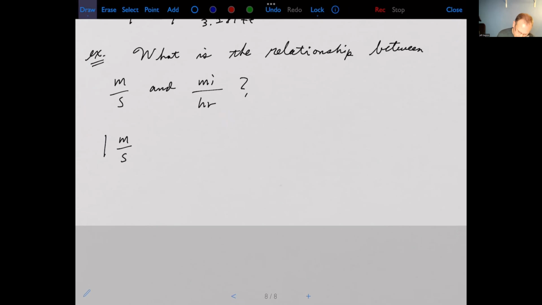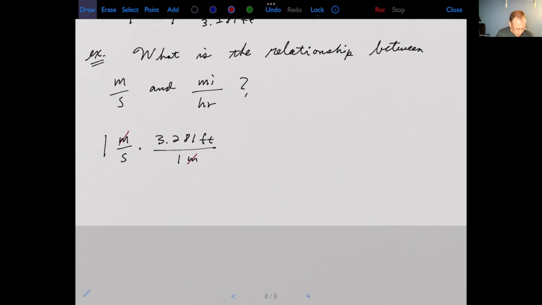Okay, so using what we just learned above, that unit conversion factor between meters and feet, let's use that first. So let me first go to feet. So if I multiply by 3.281 feet over 1 meter, right, meters will cancel. Okay, and right now I have feet per second. So I'm going to go a little further.